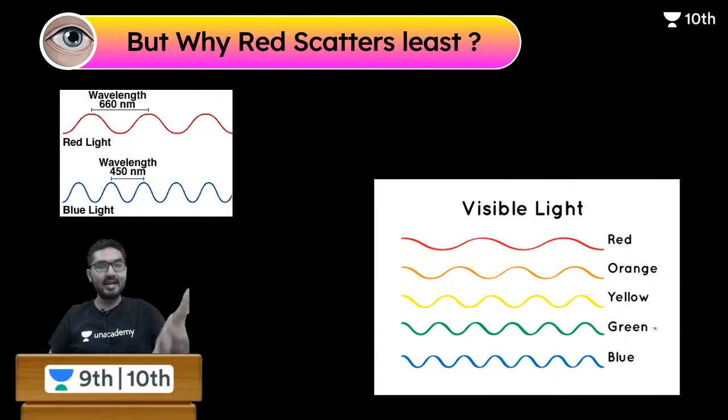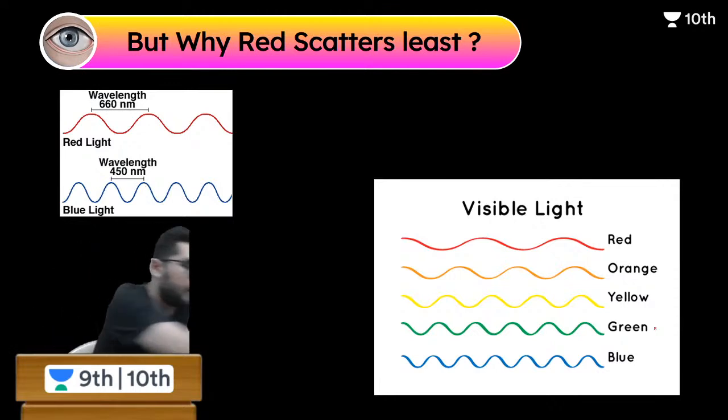But why do we say that red light scatters the least? Why do we say that red light is scattering the least?